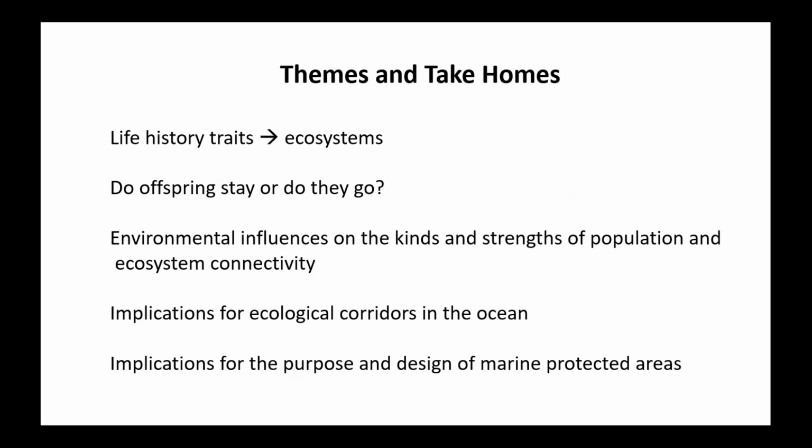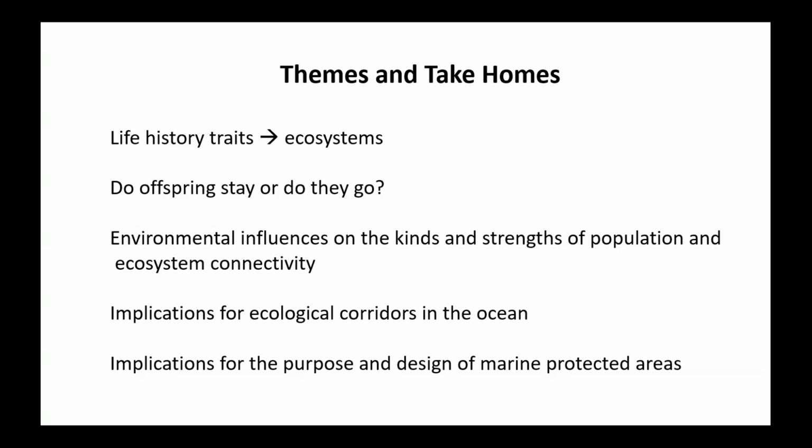get across today are first, the fundamental role that life history traits have, not just for species, but for populations, communities, and the ecosystems that they constitute. And in particular, when it comes to connectivity and population connectivity, one of the most important life history traits is just how far young disperse relative to the adult population. So the question: do offspring stay or do they disperse from parental populations?